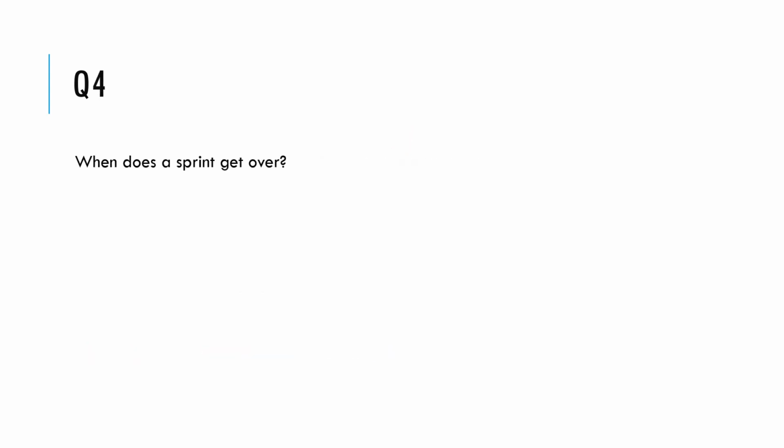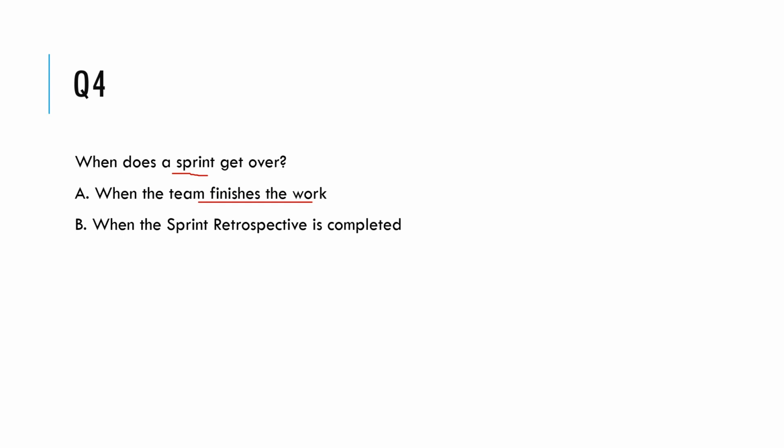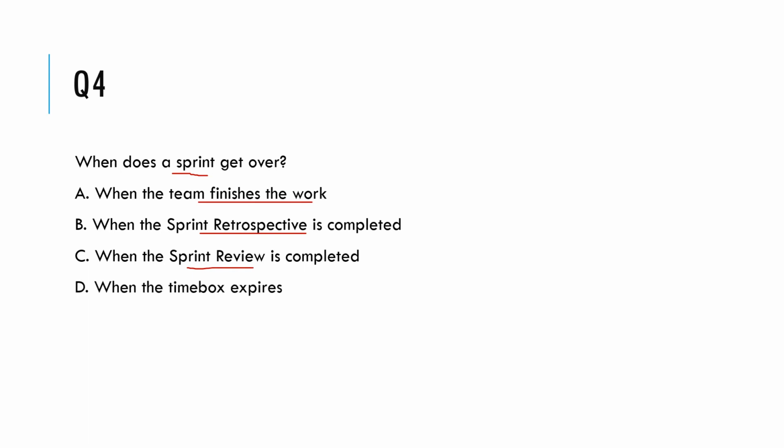All right, when does the sprint get over? When the team finishes the work. So whenever the work is done, you can say that the sprint is over, or when the sprint retrospective is completed, or when the sprint review is completed, or option D, when the time box expires. So you already know we've talked about retrospective and a review in one of our previous questions. So you know that retrospective is something which happens after the review.